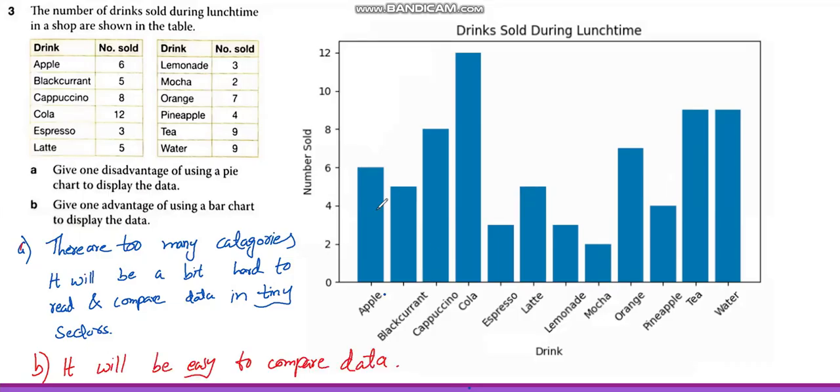Why? Because we can easily see in a graph, and quickly review which drink was sold most and which one was sold least. We can also see the information about other drinks, meaning the frequency of selling other drinks. Let's proceed to the next question.